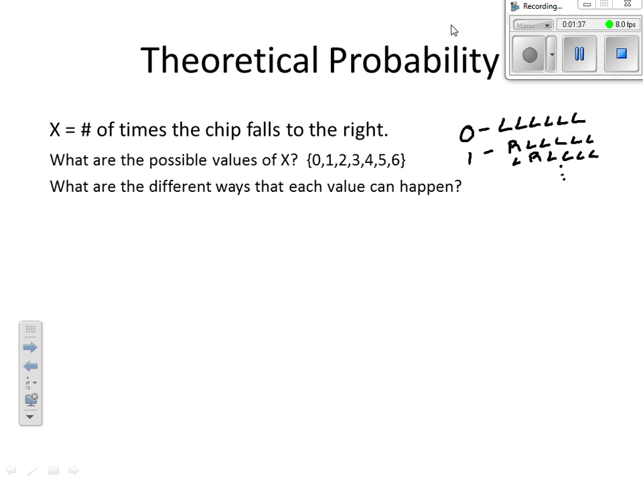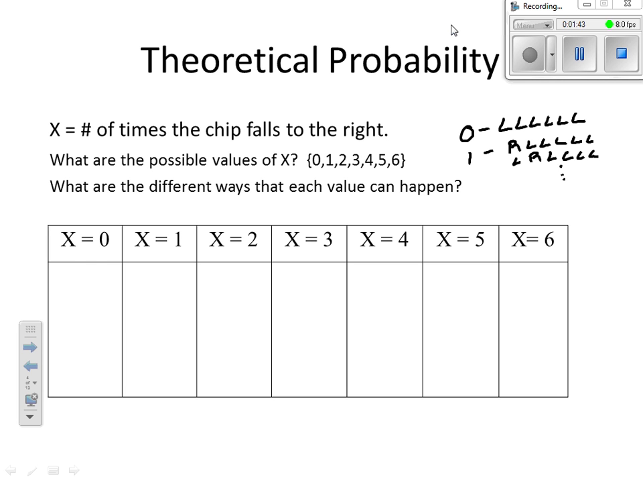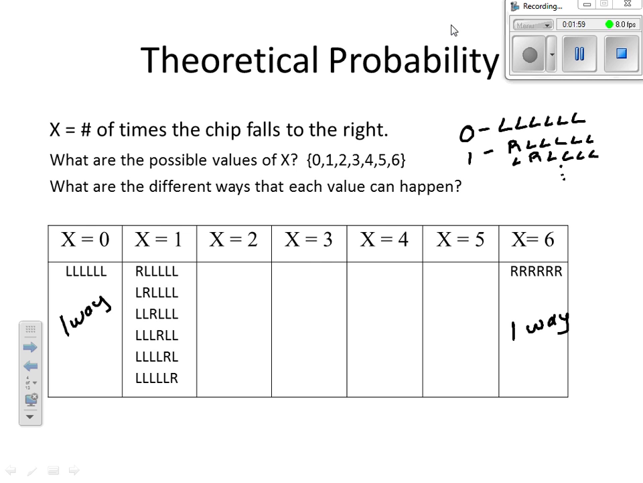To come up with our distribution, what we need to figure out is how many ways each of these can happen. Like I just said, there's one way to get 0 right turns. There's one way to get 6 right turns. If we start doing just like we've done up to this point, we can start listing them out, but we've got 6 ways here.